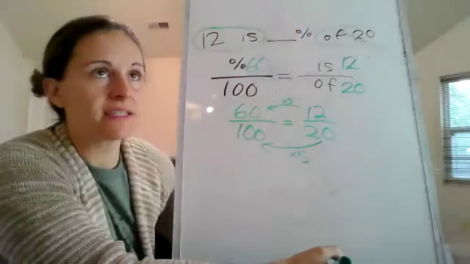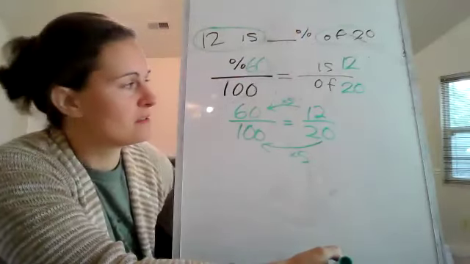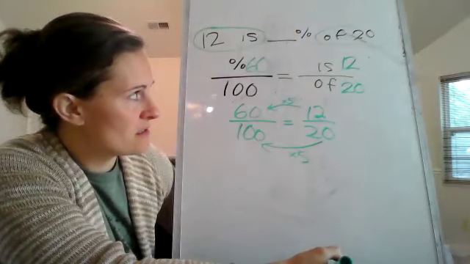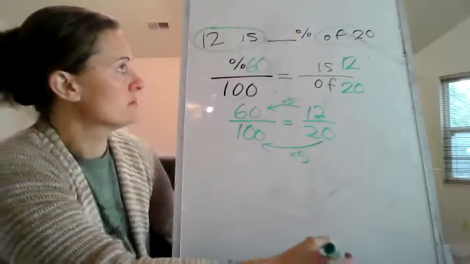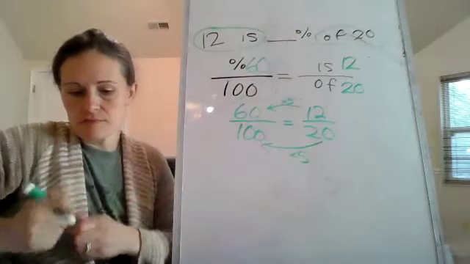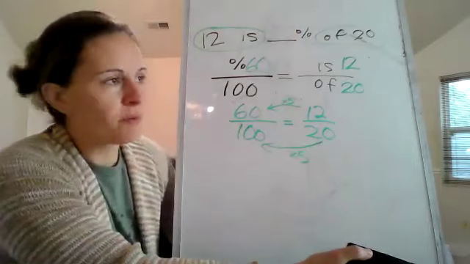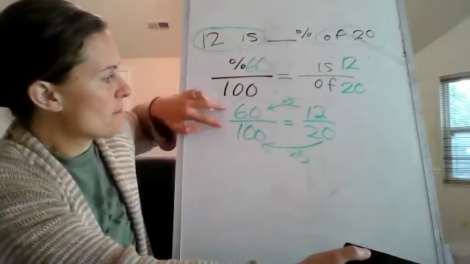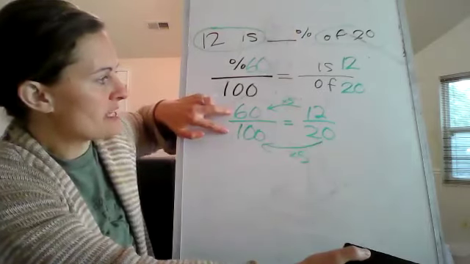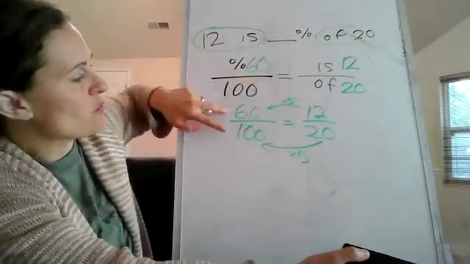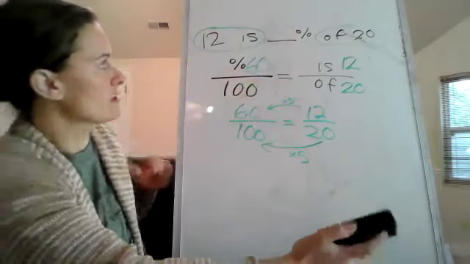Does that make sense? Because 60% is going to be a little bit over half. Half of 20 is 10, so yeah, 12 is a little over half. It's a proportion, which also means a ratio. So we've been talking about ratio. There's a consistent ratio: 12 to 20 is the same relationship as 60 to 100.